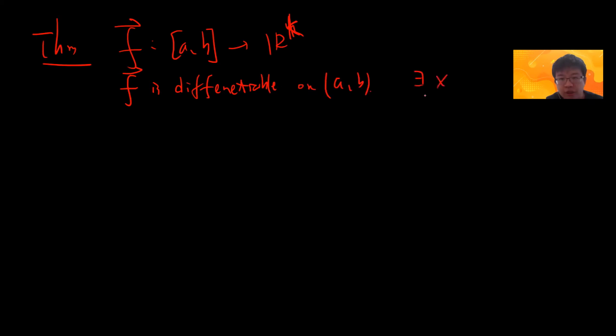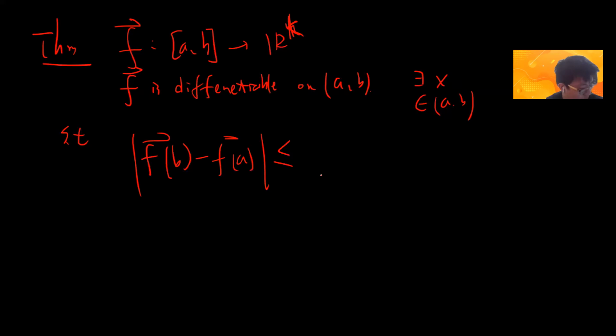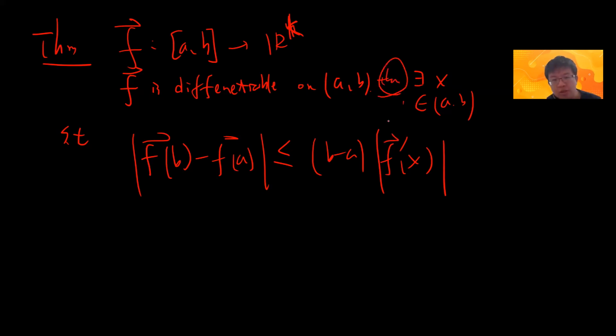Then there is this x belonging to (a, b) such that the norm of f(b) minus f(a) is less or equal to (b minus a) times the absolute value of f prime of x. Okay, so this is the theorem. So basically, you can still find the x such that the derivative bounds it, greater or equal to this. So in one dimension, you can make this an equal sign, but in higher dimension, you can only say the inequality.